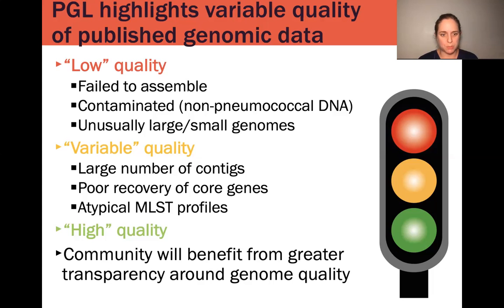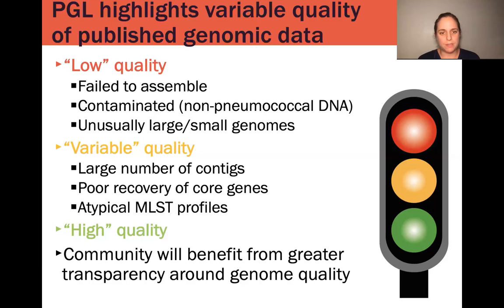I'm not going to talk much about high quality data, except to say that we believe there is quite a lot of high quality data in the database. But just to take a moment to flag up the variable quality data. So in this large mixed bag, there will be genomes that have large numbers of contigs, where we perhaps struggled to recover core genes, or where there were atypical MLST profiles, which is often a red flag for us.